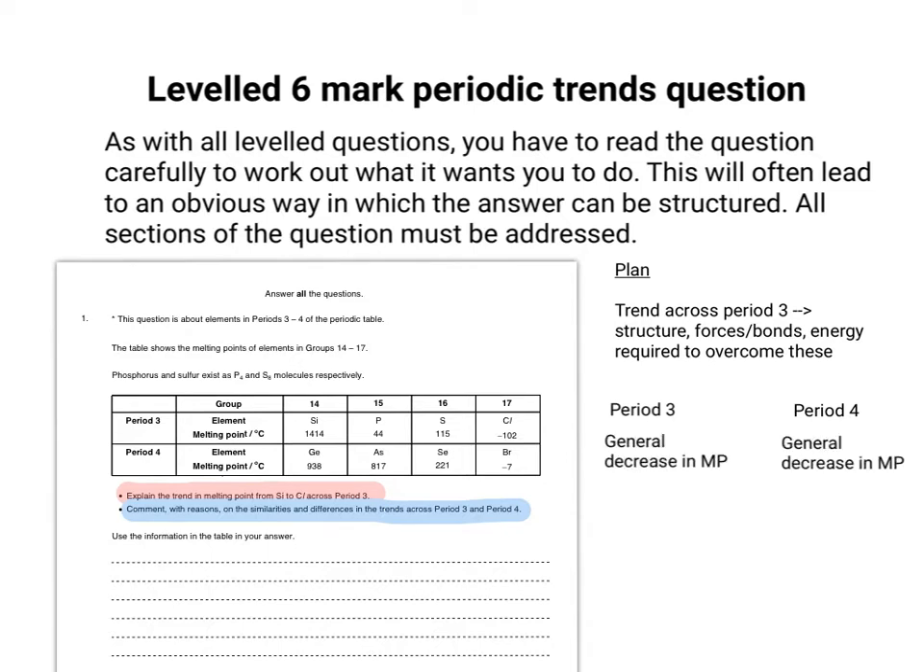So just taking a quick look at the data suggests there is a general decrease in melting point across both periods. But in period 3, silicon has a very high melting point, and in period 4 it's arsenic that has a very high melting point. If both elements have very high melting points, that could possibly be due to it being giant covalent. We already know that silicon is giant covalent, so could arsenic be giant covalent?